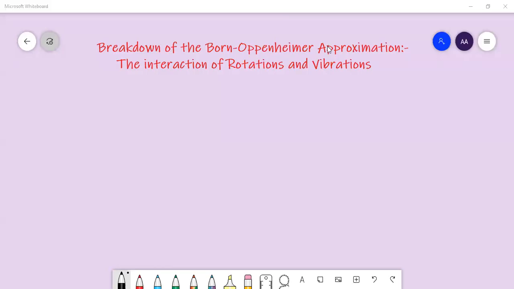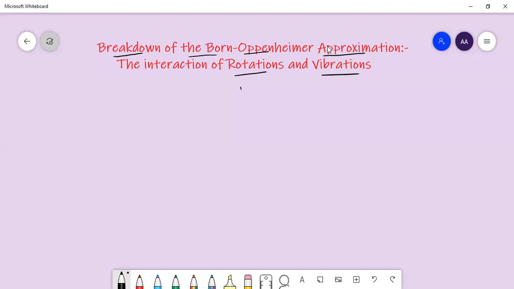Okay, so dear students, welcome back. In today's lecture, we will be discussing another very important concept, that is the breakdown of the Born-Oppenheimer approximation. What does this mean? That there are interactions between our rotational and vibrational levels.